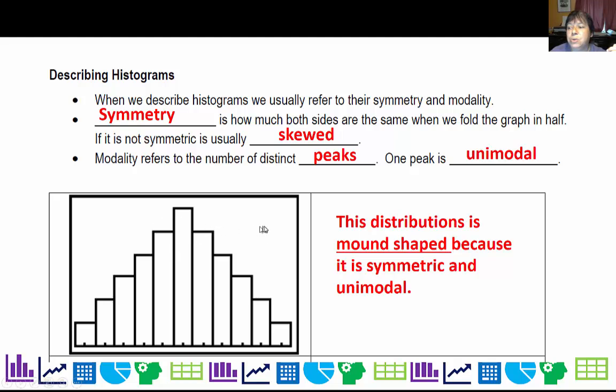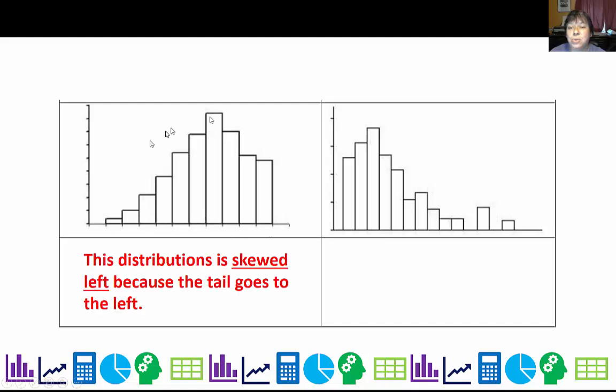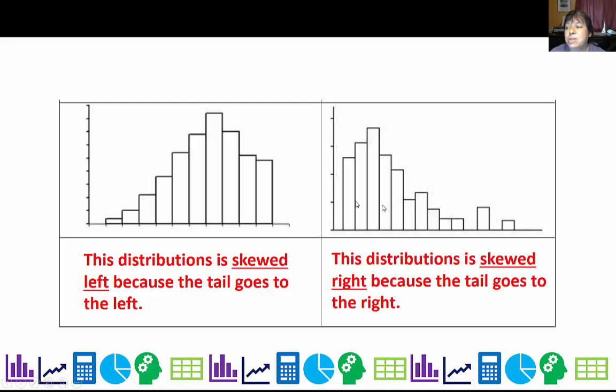So this distribution is mound-shaped because it is very symmetric. Left and right halves look the same, and it only has one peak. These two, on the other hand, are not symmetric. One of these is skewed left and one is skewed right. Now, most people, if I ask them which one is skewed, want to say skewed right. Well, actually, the skew tends to be where the more unusual points are. So in this case, this one is skewed left. And over here, this one is skewed to the right.